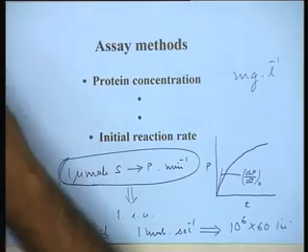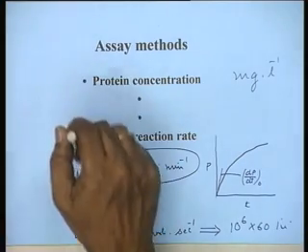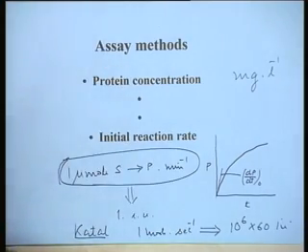So, whenever we analyze any given enzyme sample, we usually resort to both measures: we determine its initial reaction rate as well as protein concentration. A large number of methods are used to determine protein concentration, as you may be familiar, and all of them are essentially based on the native structure of protein, or the constituent amino acids of the protein.